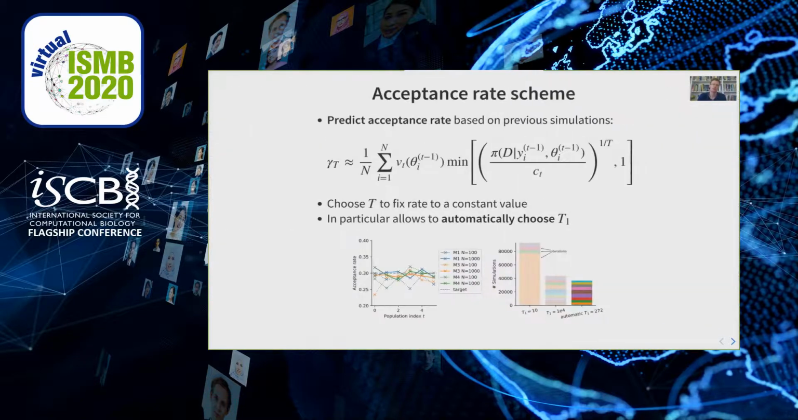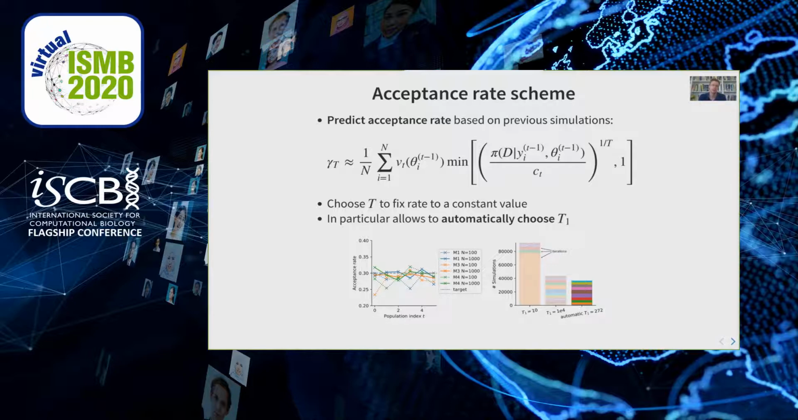A second problem is how to choose the temperatures T. This would kind of balance information gain and cost per step. A particular scheme we develop is trying to fit the temperature T such that a predicted acceptance rate based on previous simulations matches the target value. In particular, this scheme then also allows to choose the initial temperature, which is usually a crucial tuning parameter.